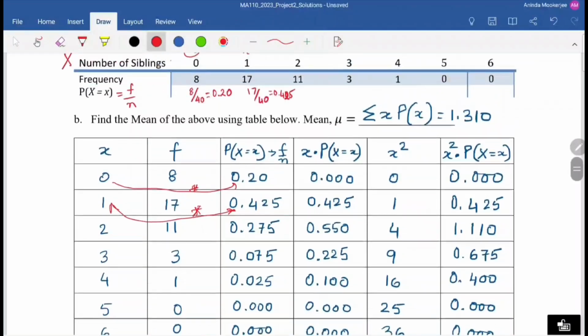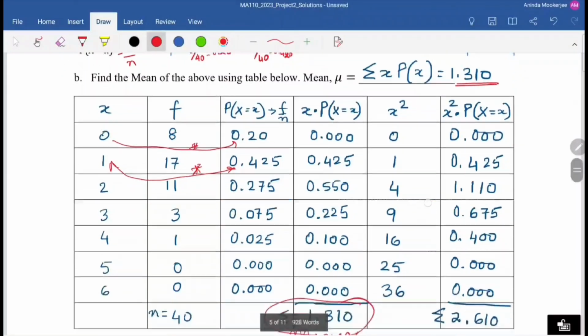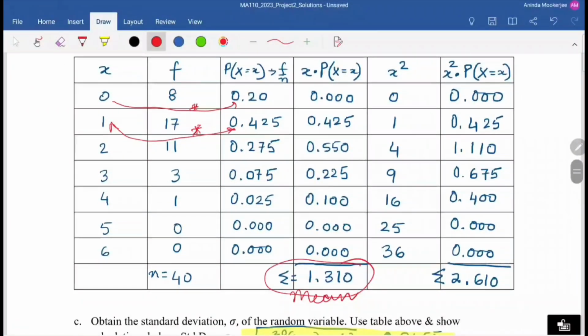All right, so again, the formula will be provided in the formula sheet. It's sigma x times probability of x equals 1.310. How did we get this? From this table, by summing up the values in the fourth column. All right, so that's the way to find the mean.